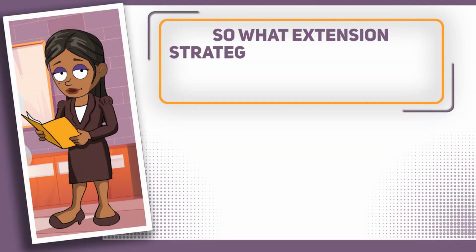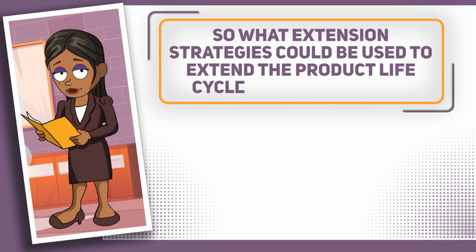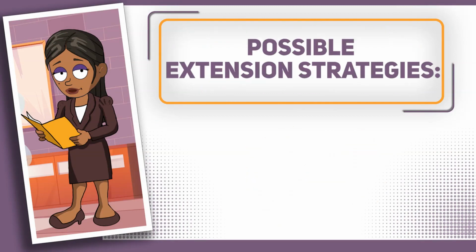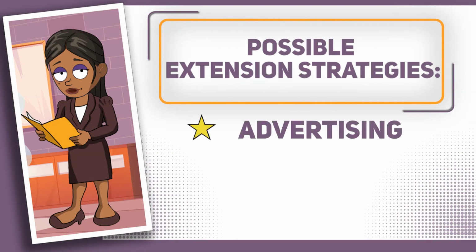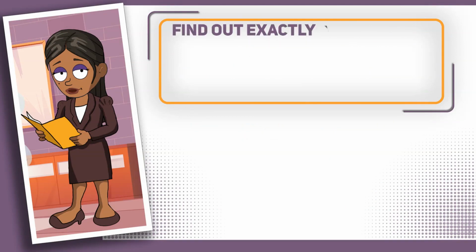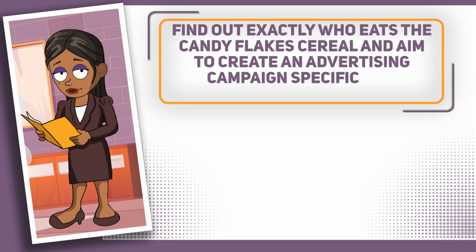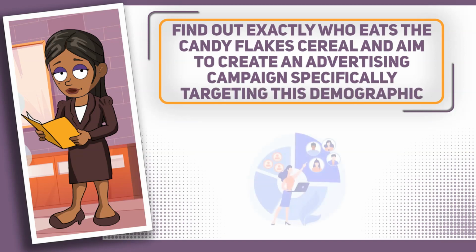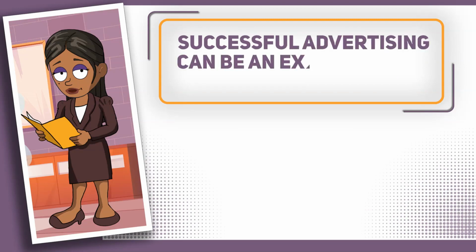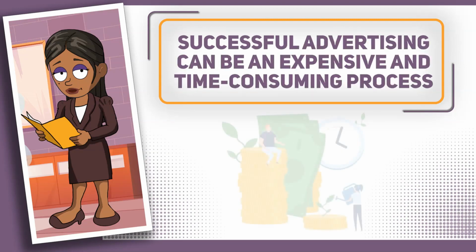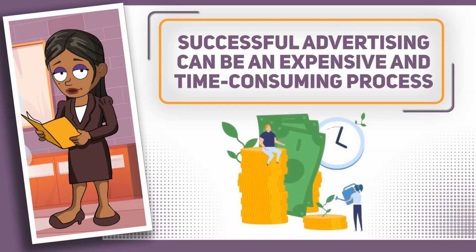So what extension strategies could be used to extend the product life cycle of Candy Flakes? Firstly, Prisha could consider improving the advertising for the Candy Flakes product. She could conduct market research to find out exactly who eats the Candy Flakes cereal and aim to create an advertising campaign specifically targeting this demographic of customer. As with everything when studying business studies, it is important to consider any disadvantages or limitations of this strategy. Successful advertising can be an expensive and time-consuming process, and this is something that Prisha must consider before making this choice.